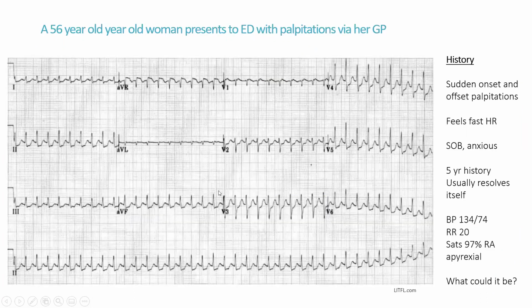Moving on anyway. Now this is the ones that we really want to get to. This is the ones where we're getting abnormal ECGs here. So this is a 56-year-old lady who's come to ED with palpitations.